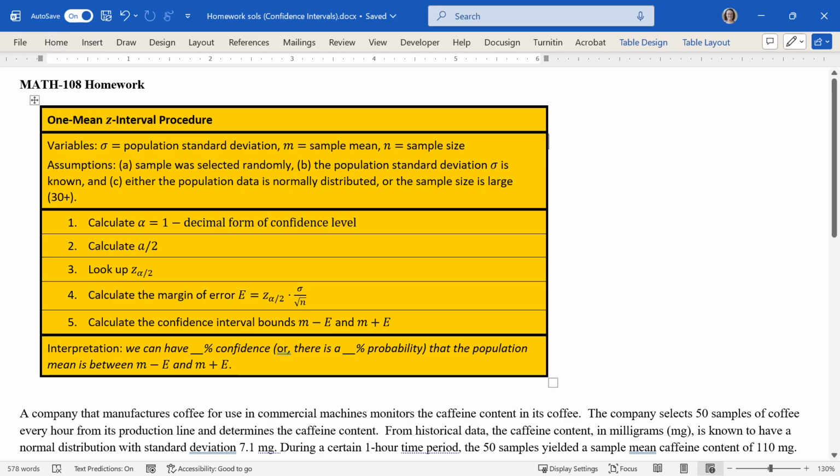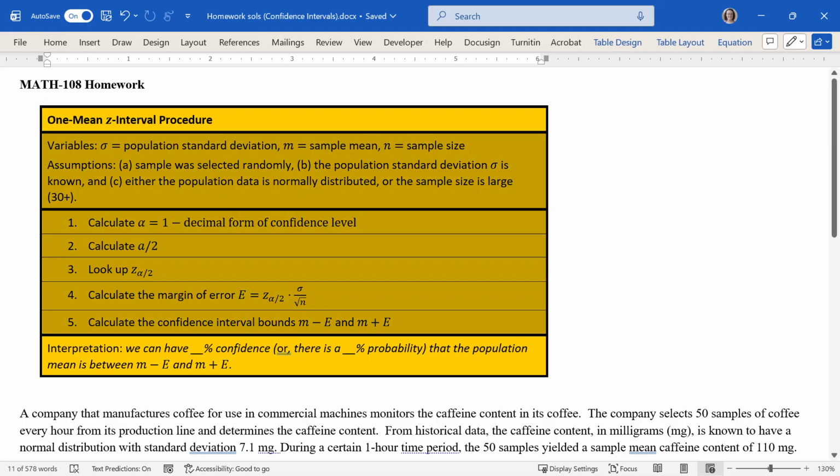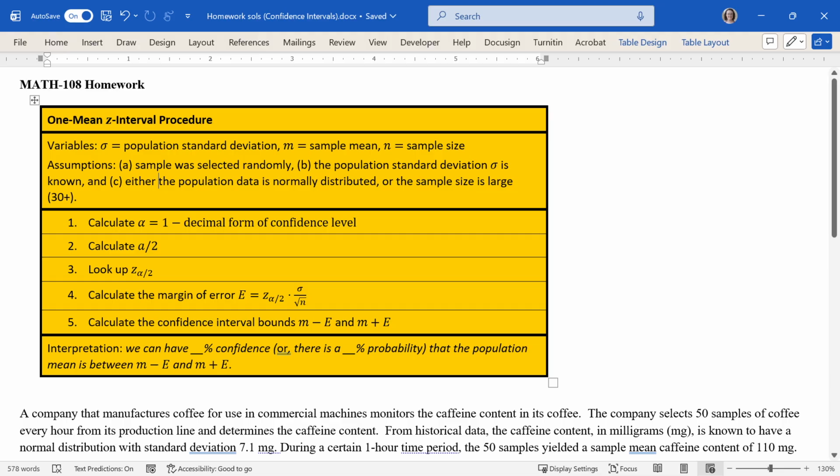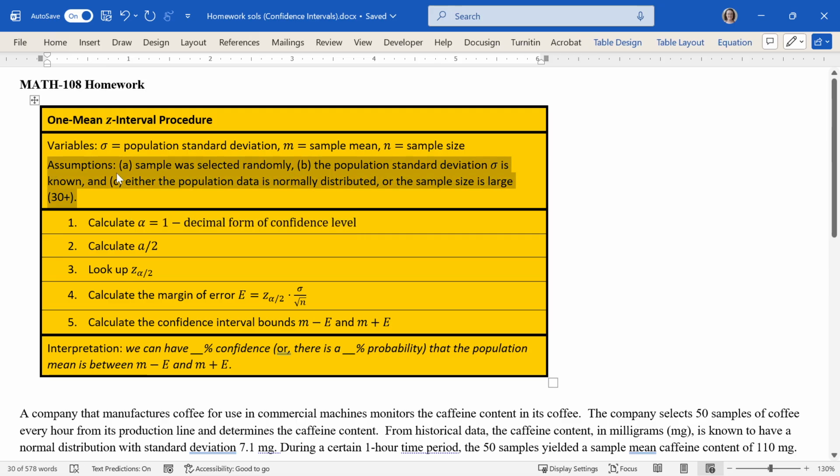So we have the variables, here's what they stand for. These are the things that are going to be down here in the formulas, unless they're actually explained down here somewhere else like alpha. And then these three assumptions here, this is something we have to check is true before we can actually use this procedure. The interpretation down here will not be valid unless these assumptions are all true.